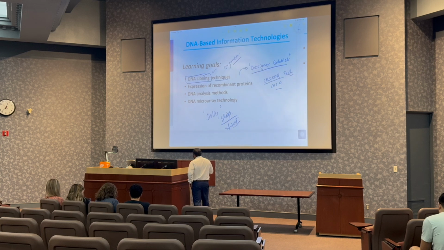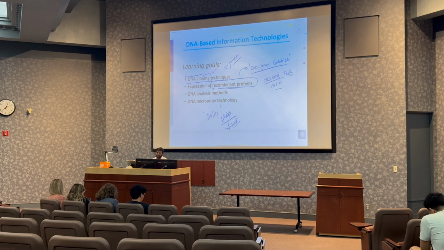So we'll talk about the tools we can use to cut the segment of DNA responsible for a particular function, and also how we can express it in the form of proteins. Expression of recombinant proteins. Re means again, combination is combining. So if you combine two different things, we can call that a recombinant. If it's a protein, recombinant protein. If it's DNA, recombinant DNA. DNA analysis methods, we'll learn more about that, and DNA microarray. So today I'll try to finish DNA cloning techniques, and in the next lecture I'll focus more on the application part.